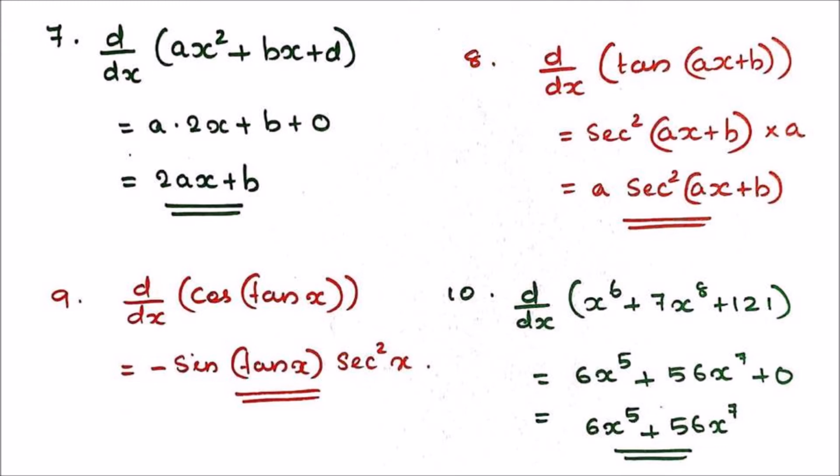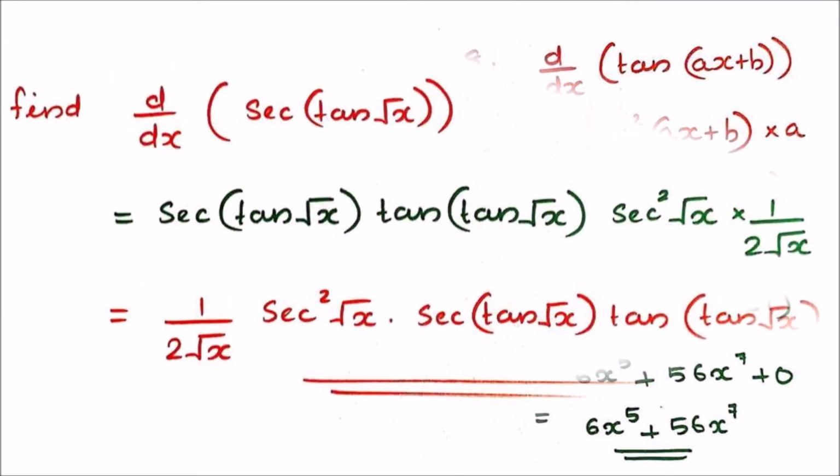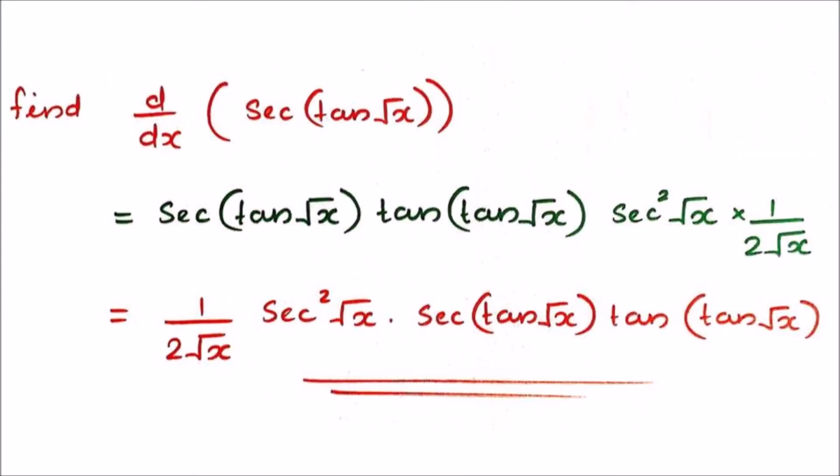Now the ninth question, d by dx of cos(tan x) is minus sin(tan x) into the derivative of tan x, which is sec square x. The answer is again minus sin(tan x) into sec square x. Now the last one, question number 10. Derivative of x raised to 6 plus 7x raised to 8 plus 121. Differentiate each of the terms and we will get the answer as 6x raised to 5 plus 56x raised to 7.